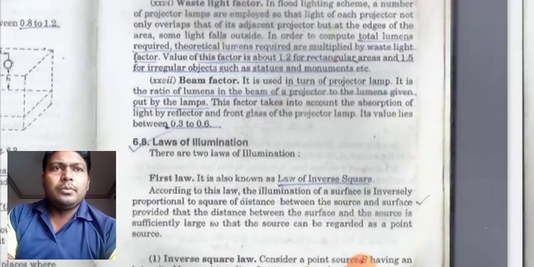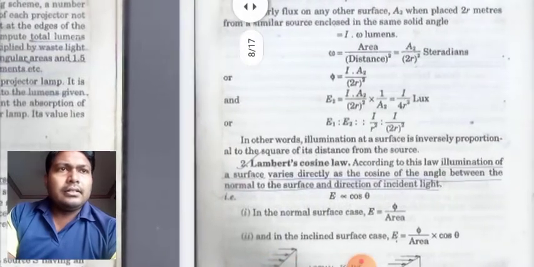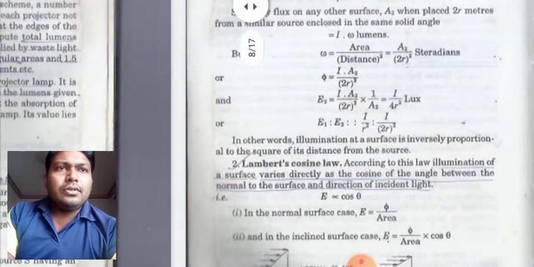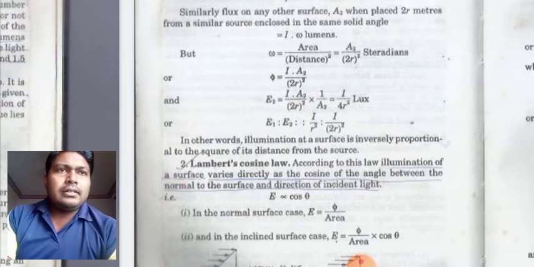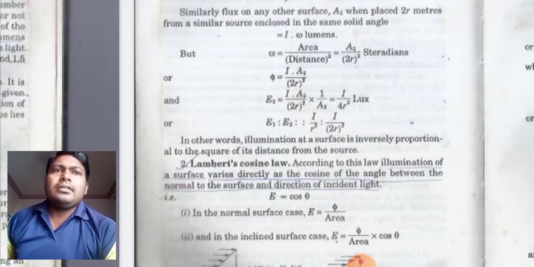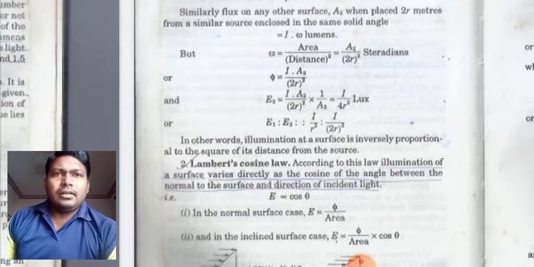The laws of illumination: we have concluded that E1 is to E2 is equal to 1 by R square is to 1 by 2R cube. In other words, illumination at a surface is inversely proportional to the square of the distance from the source. So this was the conclusion which we drew in our last class.